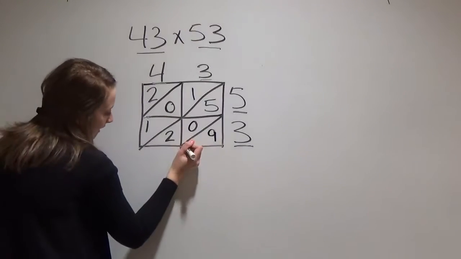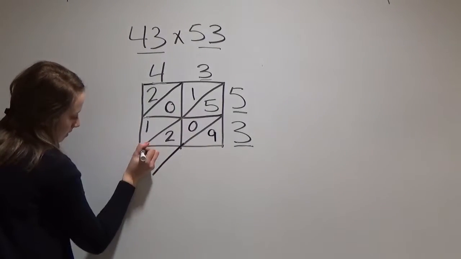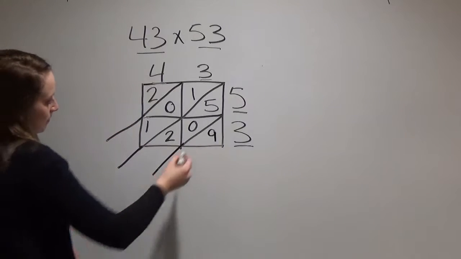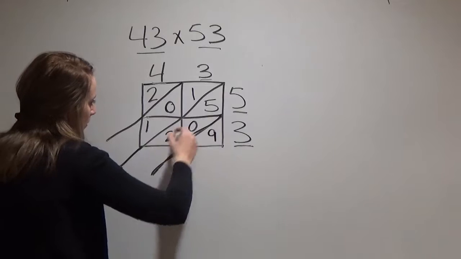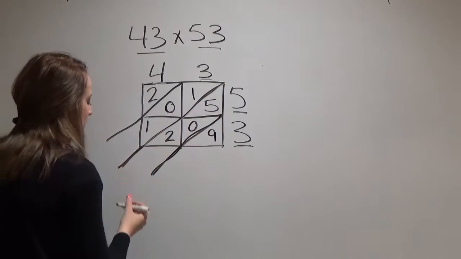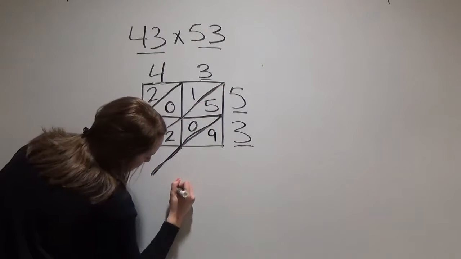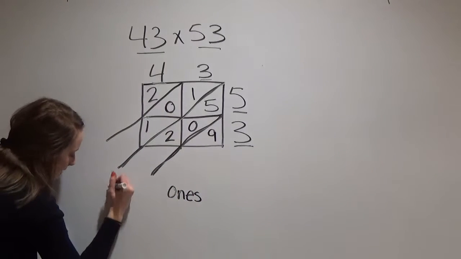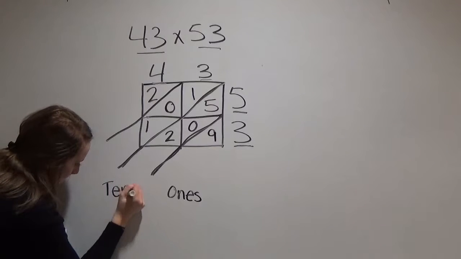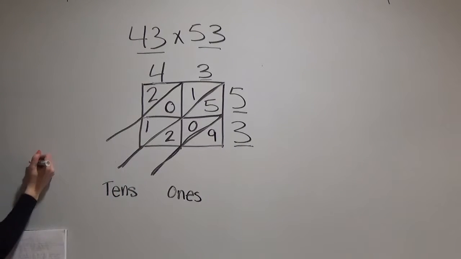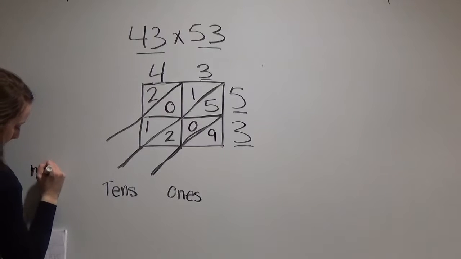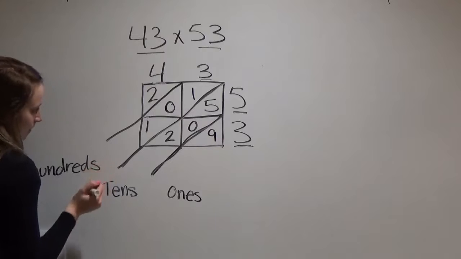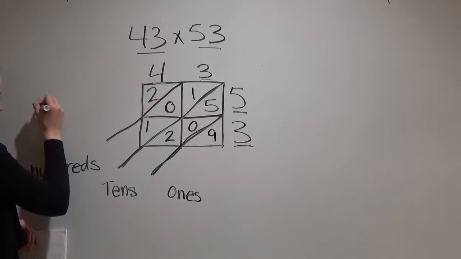Now I'm going to extend our diagonals outside of our square. These diagonals across the whole square represent our different place values. So this is the ones place. This is the tens place. Our hundreds place. And our thousands place.